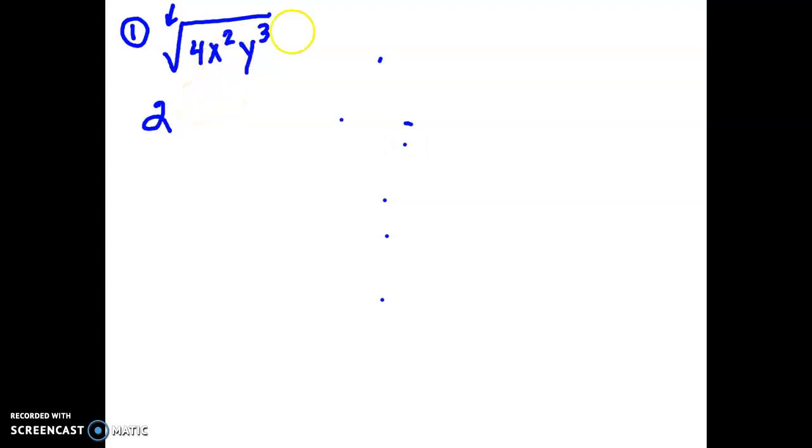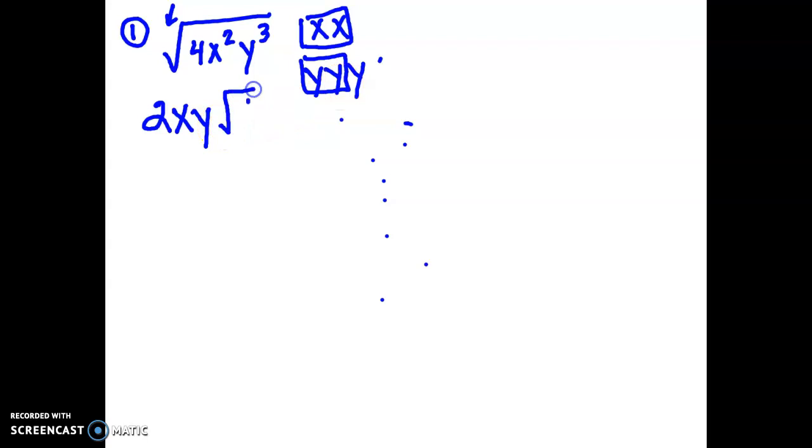Now x squared, if we had two x's, since the index is 2, the square root of x squared would just be 1x. And then if we had 3 y's, we would have one pair of y's with a leftover y. So what's left over would just go back under the radical like that. Whoops, that would be a y. Let me just finish that up. So that's your first example, and then we would be done with that.